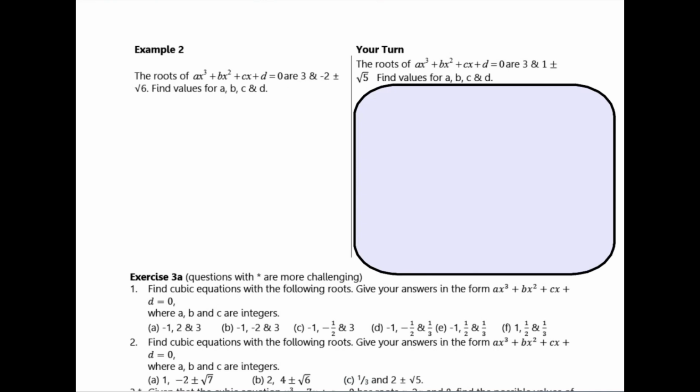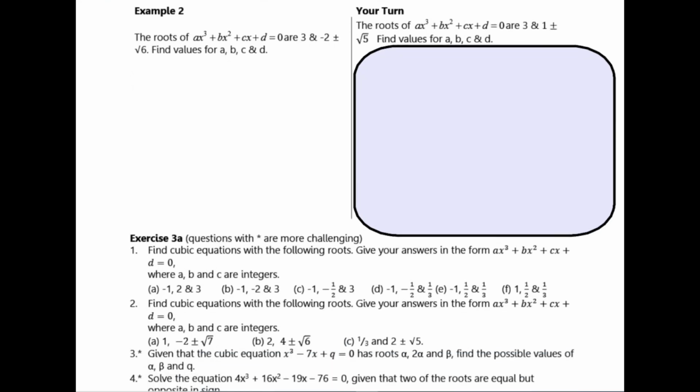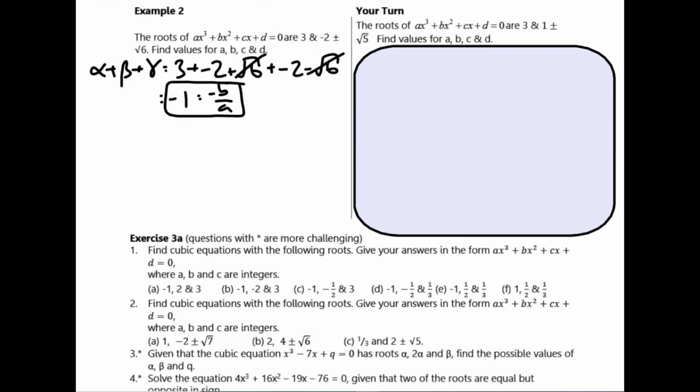Just like we did before, if we're given the roots, we can work out the coefficients of our equation. Again, you can put them in brackets if you really want to, but I'm going to use the sum and product of roots. Start with the sum of the roots. Adding these together, surds cancel out, and you should get minus 1. And this is always equal to minus b over a.